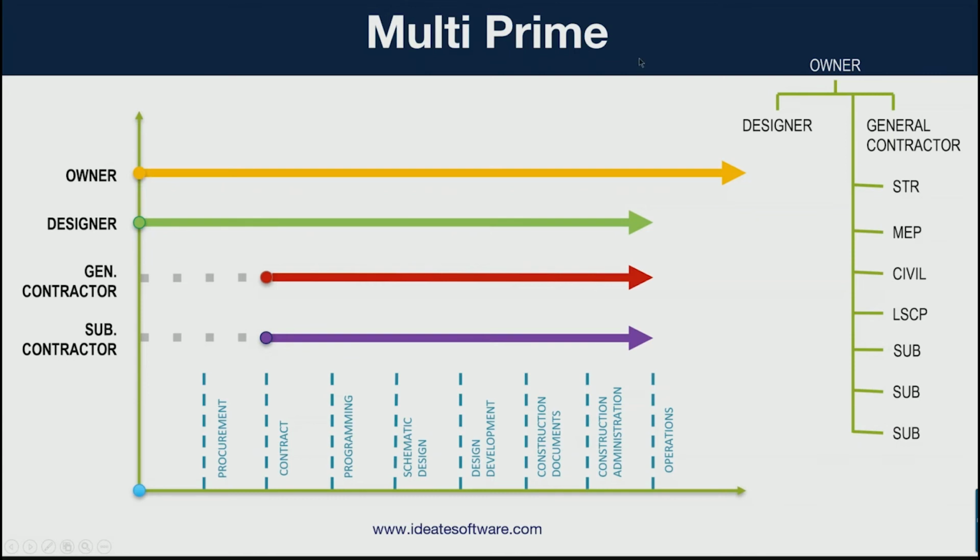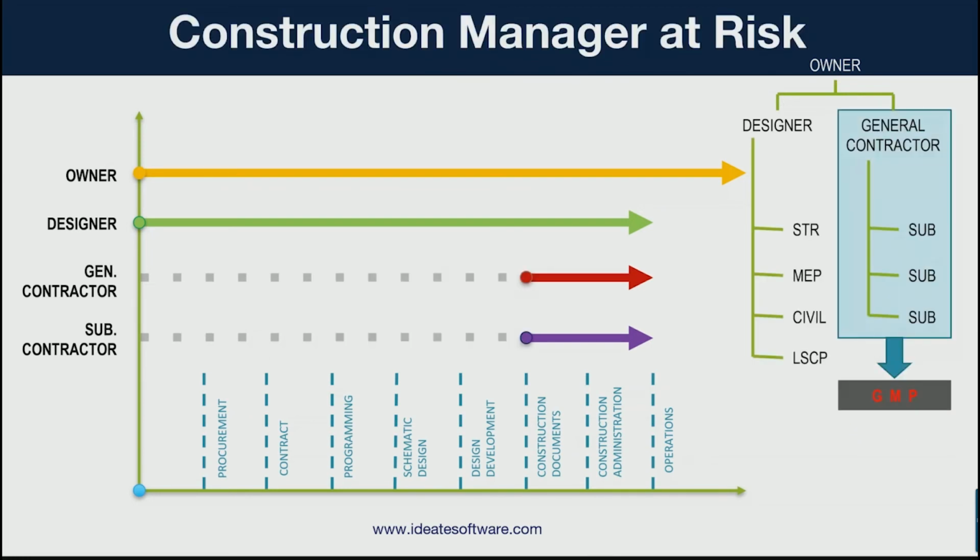So in a multi-prime scenario, know that the term prime means it's the primary contract that's administered between the owner and the participants. So as you can tell, there are 1, 2, 3, 4, 5, 6, and 7 contracts that are being administered by the owner across the board. So can you see the sort of traffic jam, for the lack of a better term, between the data flow? Next, you have construction manager at risk, where there may be 2 CMs, one that arrives at a GMP while the other takes the GMP and constructs it.